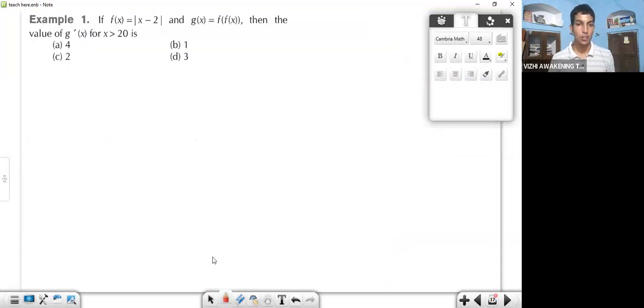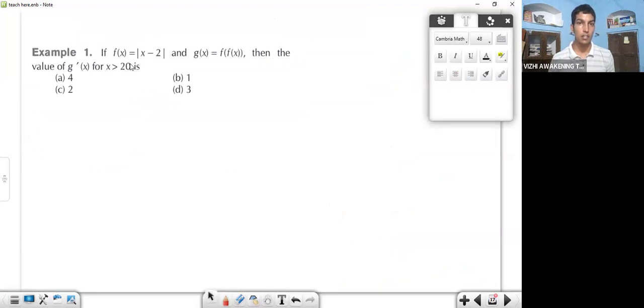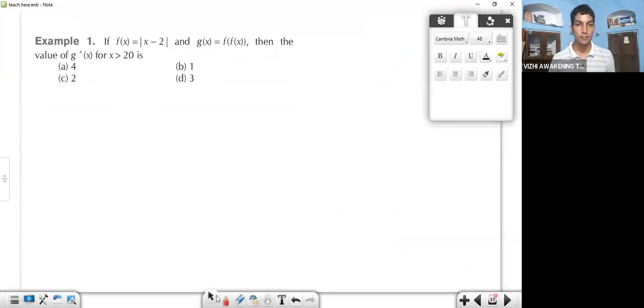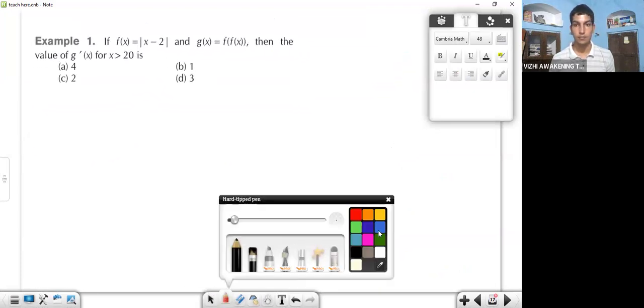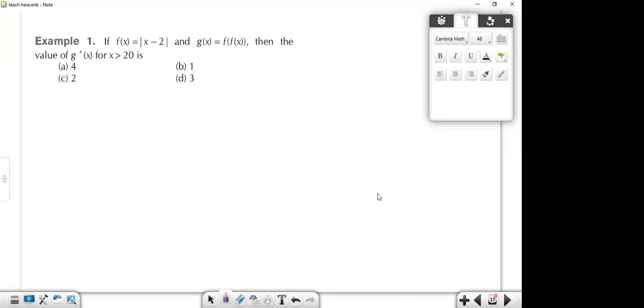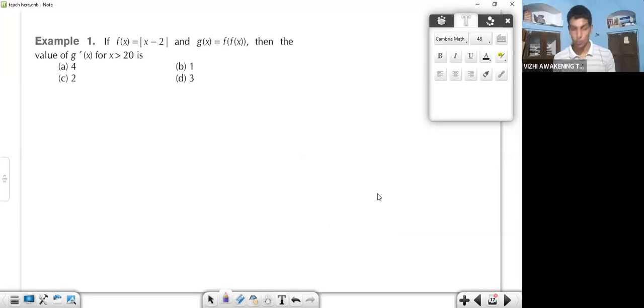Have you learned all the differentiation formulas? Yes, sir. Great. It will help you understand well while I will be solving these questions.